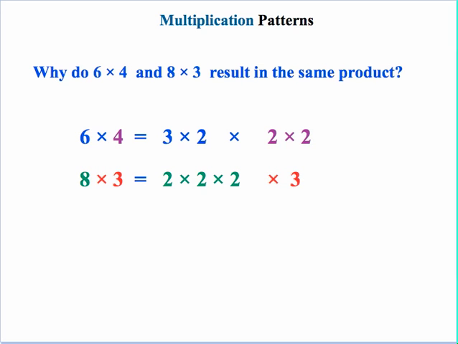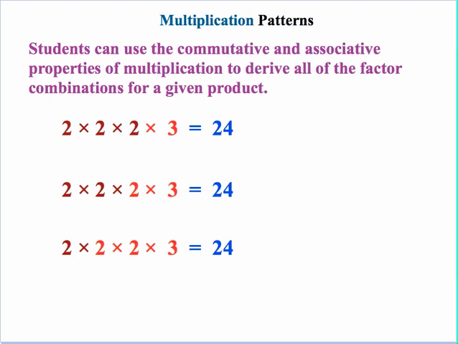Now, if we go back to that question, why do 6 times 4 and 8 times 3 result in the same product? Well, again, the key is that when you break it down to all of the factors, we have the same factors for both cases. We're multiplying the same things. Students can use the commutative and associative properties of multiplication to derive all of the factor combinations for any given product. So let's take 24 for example. If we break it all down, notice what we can do here. The 2 times 2 times 2 would be 8 times 3.